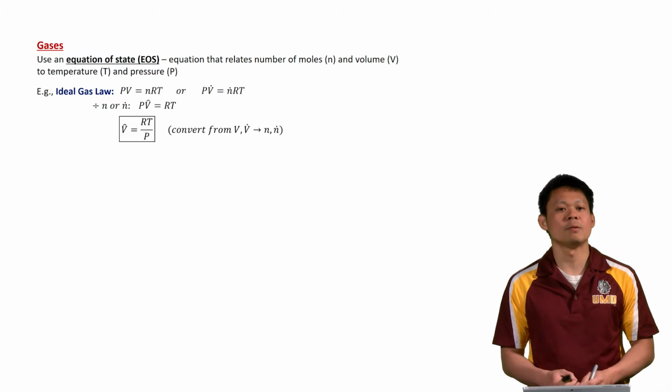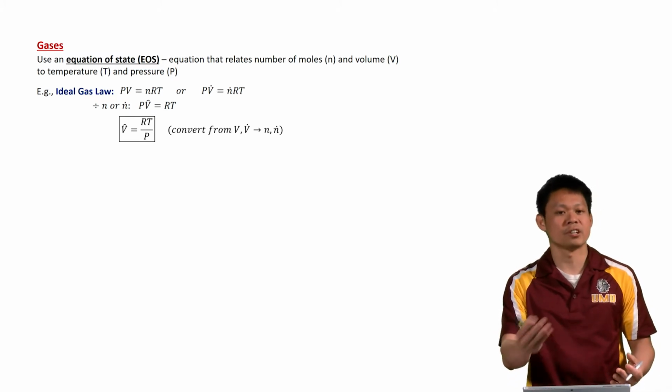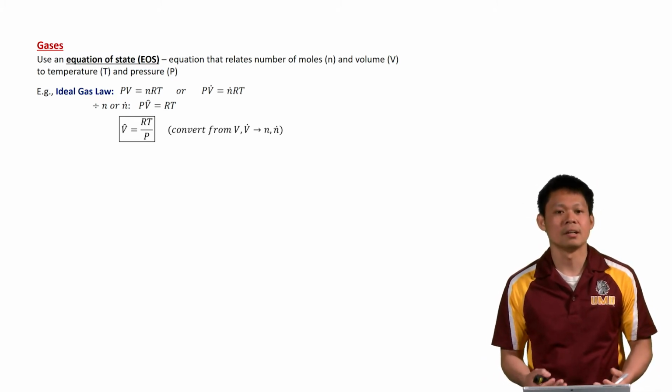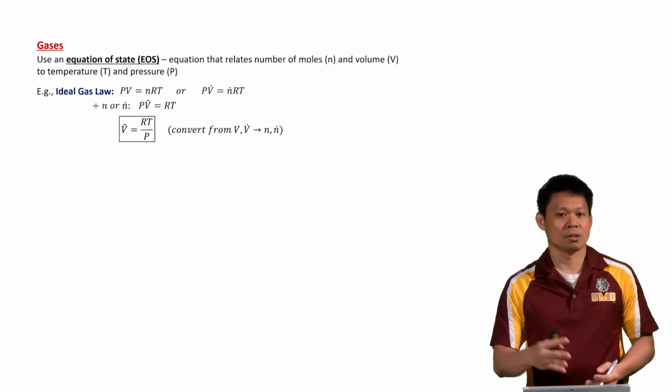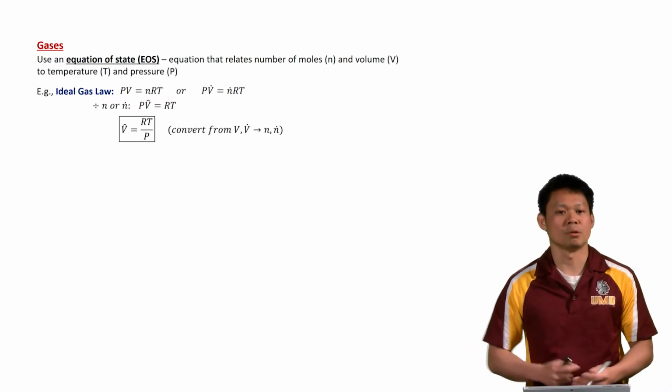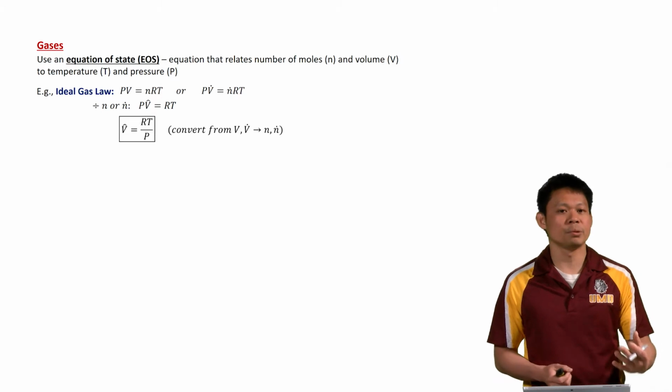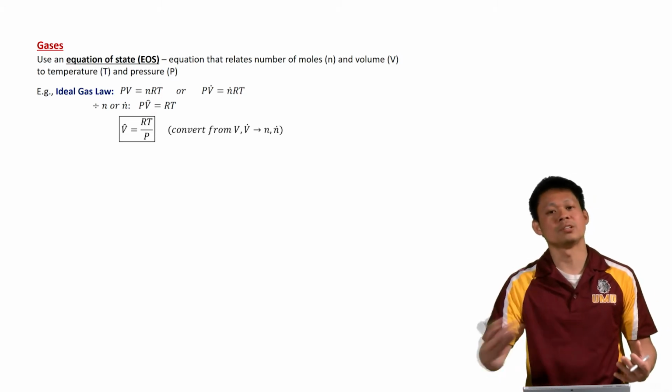Here you can see how the specific molar volume becomes a function of temperature and pressure for a gas. This idea of a V hat allows us to convert from our volume to number of moles. What happens if we just want to convert from volume to mass? We don't want to go to moles.